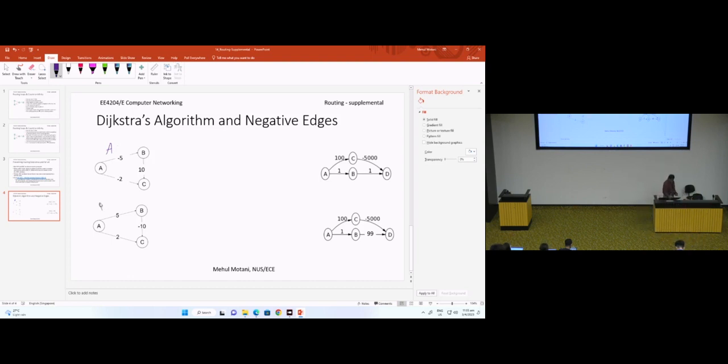Let's go to network B. In network B, there's no negative cycle, right? Because there's no cycle. These are all directed graphs, right? You can see that there's no negative cycle. So you tell me, what's your name? Wanjun? Yeah, Wanjun. In network B, will Dijkstra work? What will Dijkstra do?